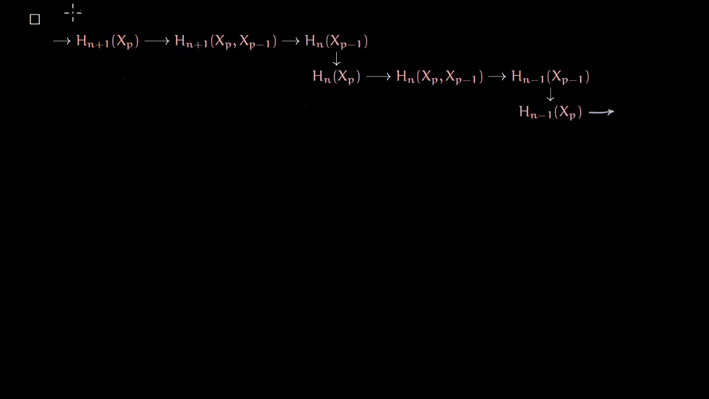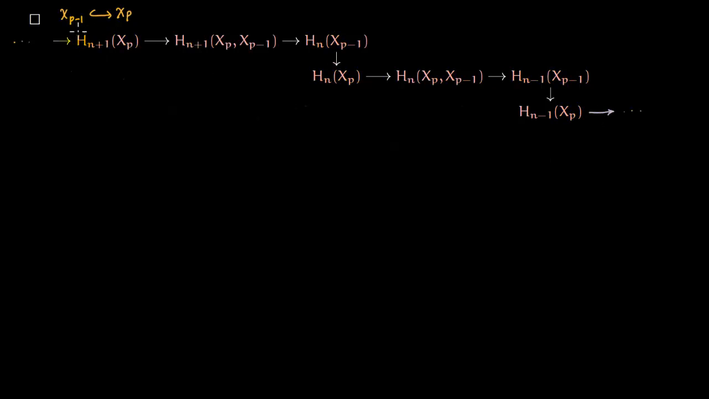So consider the long exact sequence corresponding to the pair X_{p-1} which lies within X_p. The sequence keeps coming in like this: H_{n+1}(X_p), then H_{n+1}(X_p, X_{p-1}), then reduce the index and go to H_n(X_{p-1}), H_n(X_p), H_n(X_p, X_{p-1}), and so on. So this will keep on going. We have a long exact sequence for this pair.